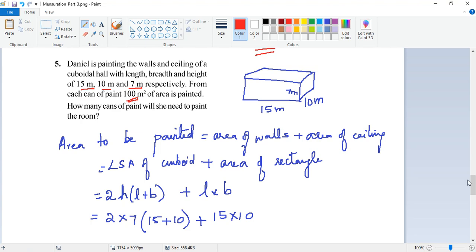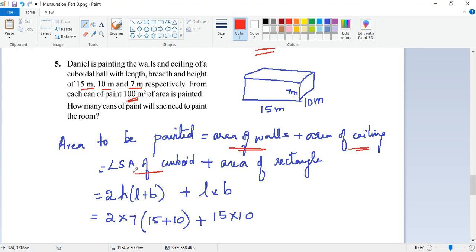Okay, now this is the room, and they are saying that Daniel is actually painting only the walls and the ceiling. Floor is nobody paints the floor, isn't it? So you can't consider it as total surface area, right? Because total surface area covers even the bottom, isn't it? So area to be painted will be area of all the 4 walls, plus area of the ceiling. Area of 4 walls is nothing but LSA, lateral surface area of a cuboid, plus area of rectangle, right? Because the ceiling is also a rectangle.